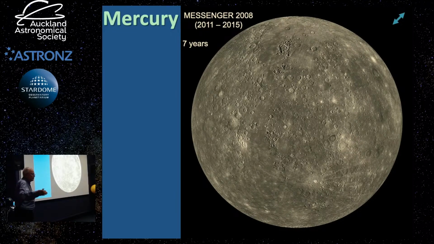Any ideas why? Any takers? Why 7 years to get the same distance? It's very difficult to get rid of kinetic energy. Yeah. So the bottom line is you're travelling downhill. You're heading towards the Sun. Gravity is getting stronger and stronger and stronger.